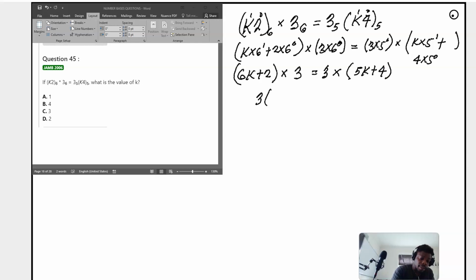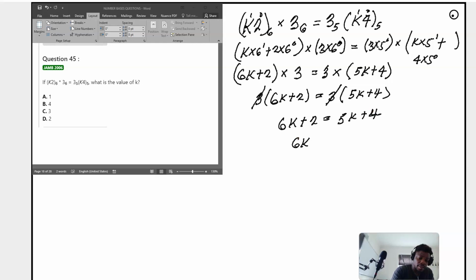So this is 3 bracket 6k plus 2, and this is 3 bracket 5k plus 4. So we can just take the 3 out. So that is the first way. So 5k plus 4. Let's take all the k on one side: 6k, bring this one here, minus 5k. This is 4 minus, bring this 2 here, 2. So k is 2. So that is option D.